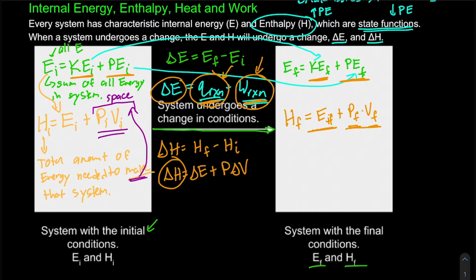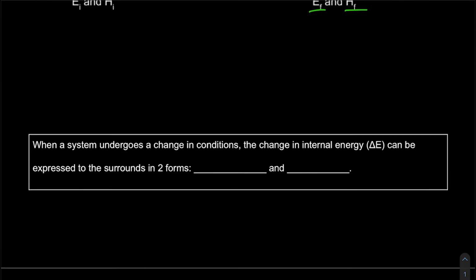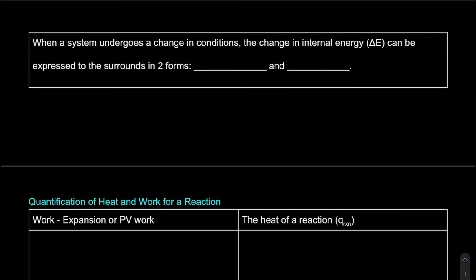So if we maybe summarize this a little bit, and we come down here and we see when a system undergoes a change in conditions, so we undergo some kind of reaction, the change in internal energy can be expressed in two forms, heat and work. So that's W, and this would be heat, would be Q. So again, these are the ways that they're expressed. These are the ways that they are manifested, okay?